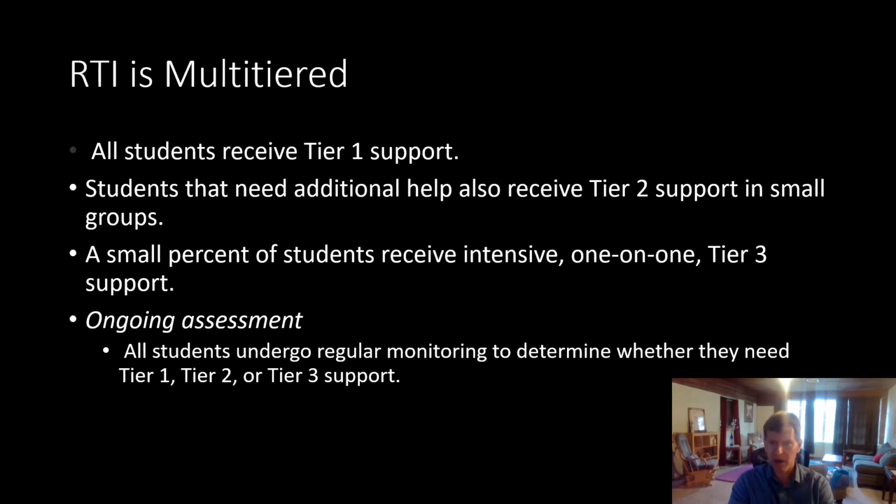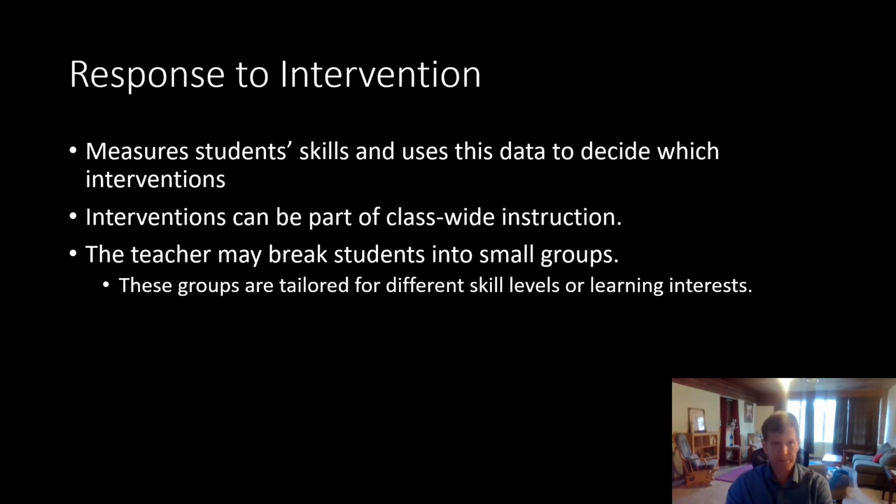This is supposed to be ongoing by the time they reach Tier 3. But all students will undergo regular monitoring to determine whether they need Tier 1, Tier 2, or Tier 3 support. When it comes to dyslexia, that screening that's supposed to be taking place is supposed to help us catch students who may have dyslexia in general education. RTI measures student skills and uses this data to decide which interventions are appropriate.